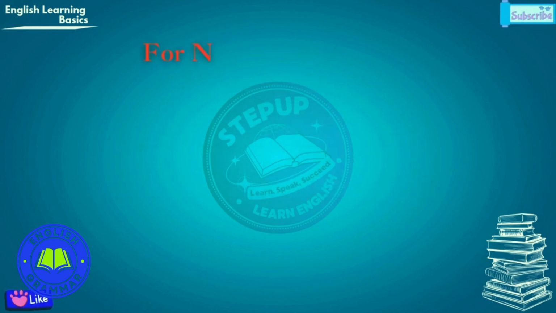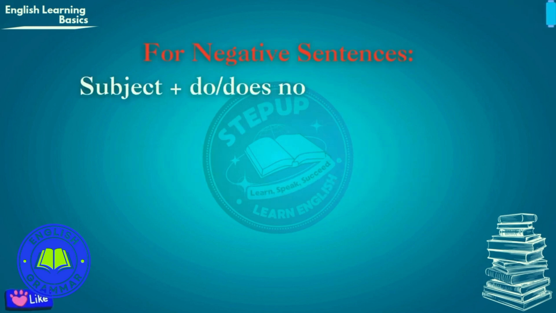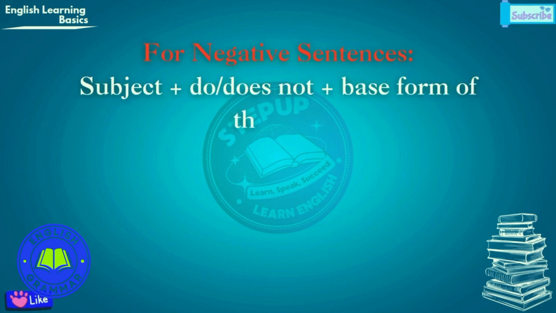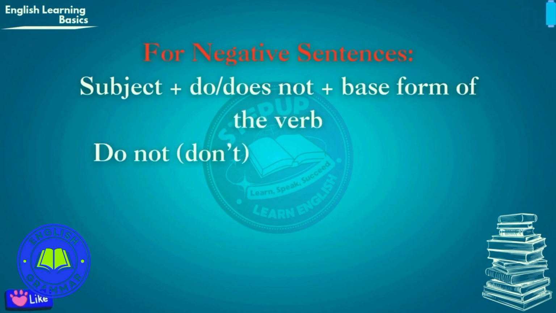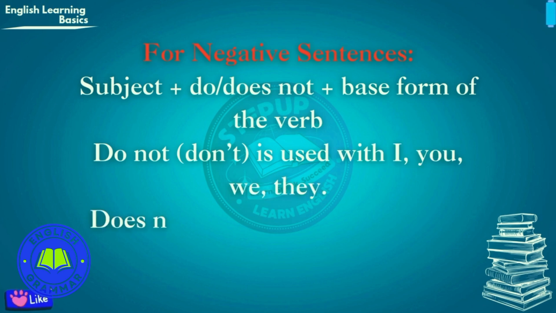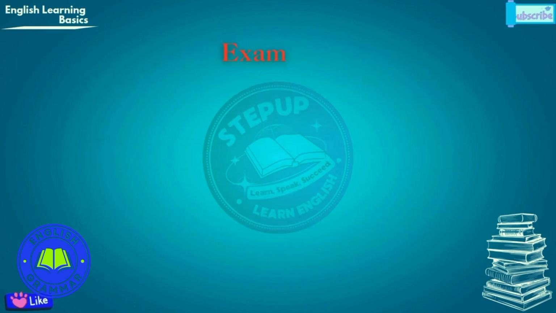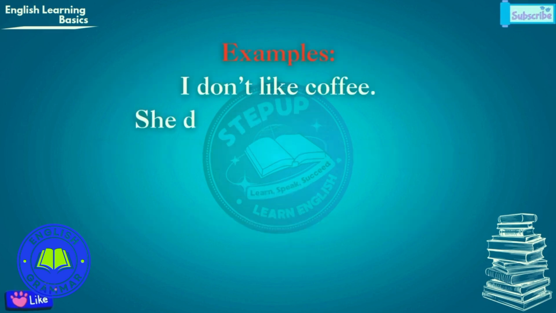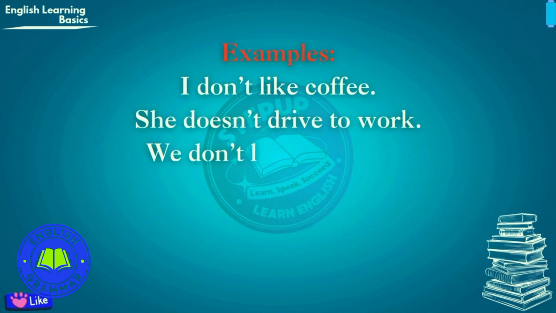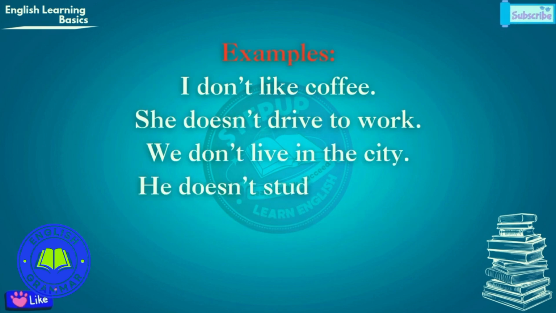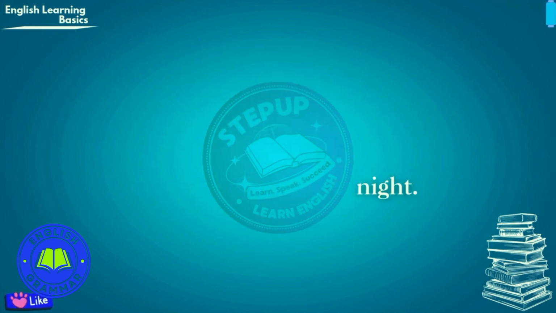For negative sentences: subject plus do/does not plus the base form of the verb. Do not, don't, is used with I, you, we, they. Does not, doesn't, is used with he, she, it. Examples: I don't like coffee. She doesn't drive to work. We don't live in the city. He doesn't study at night.